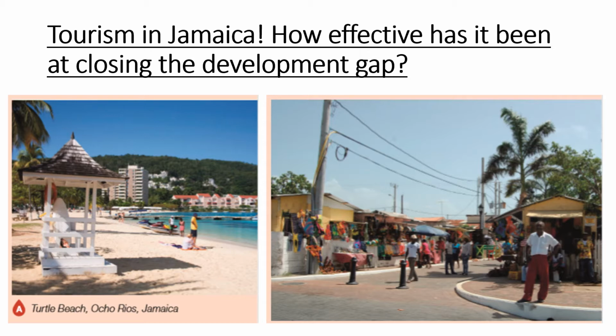We are going to focus on an example. You have to have done an example as part of your specification. So we're going to look at Jamaica, and we're going to assess how effective tourism has been. It's not good enough for you to just say that tourism is really effective and therefore there's no development gap anymore. It's a case of assessing how effective it's been. How much has it actually made a difference for the people of Jamaica?